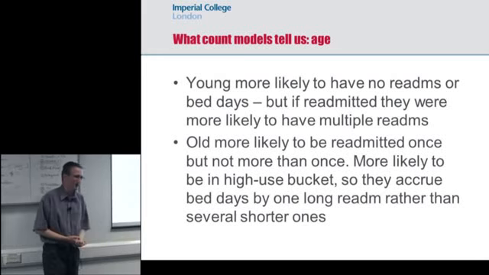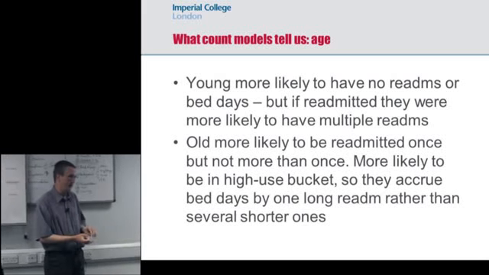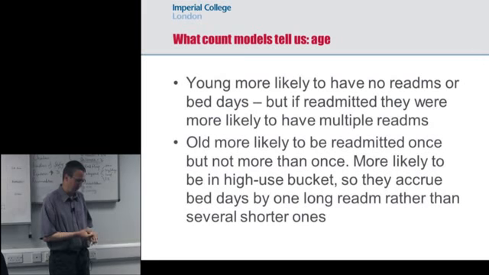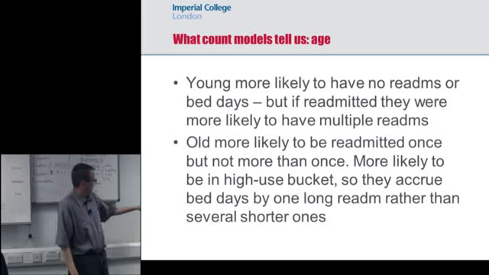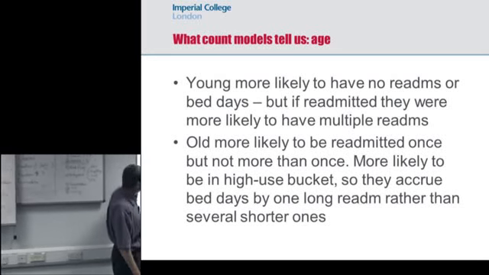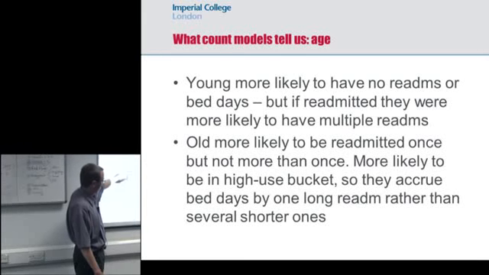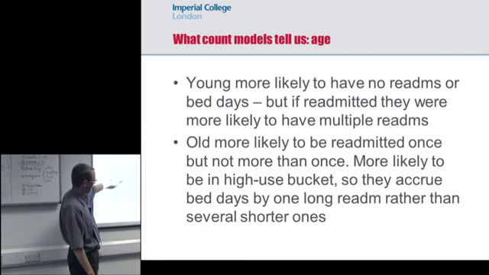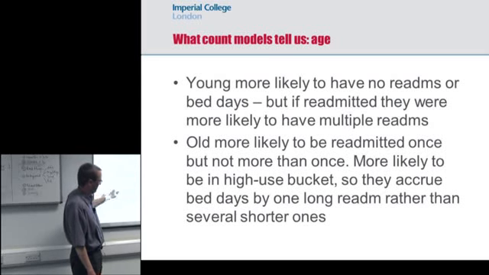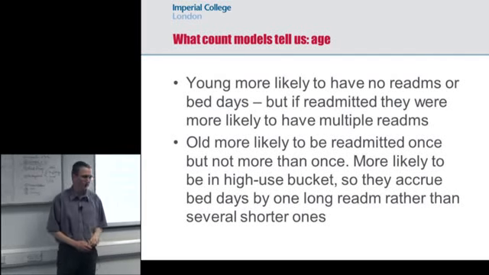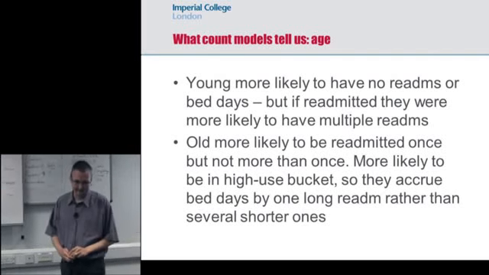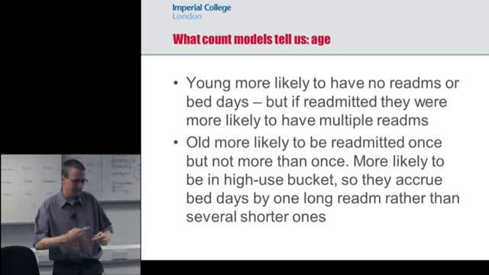So how do you get to belong to the high-use bucket? You can either have lots of readmissions, or you can have one readmission that lasts for months. And it turns out that the elderly, since they're not likely to have lots of readmissions, but they are in the high-use bucket, that means that they've got one long readmission rather than several short ones. Whereas the young is kind of the other way around.